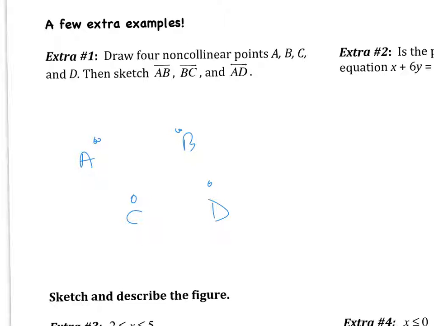After that, it says to use the symbols and sketch what this would look like for AB, for BC, and for AD. See if you can do that. Did you have the following? A line between A and B, no arrows. For BC, you should have a line through C with an arrow at the end of it. And for AD, you should have 2 arrows like that.